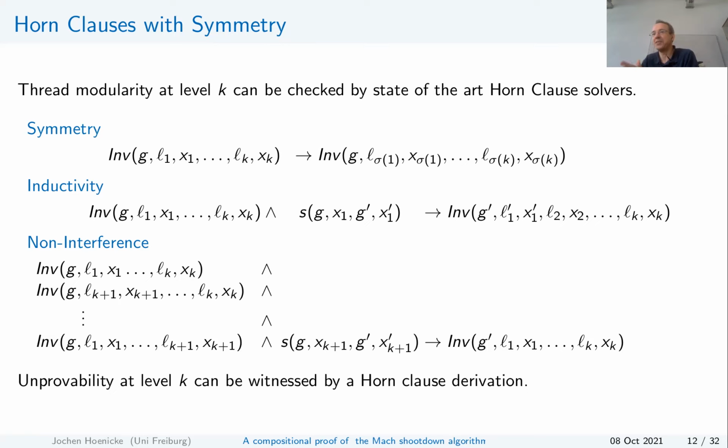At this point, this Horn clause derivation will follow several possible paths. You basically need to show that the invariant holds for the third thread. And if you follow this backwards, you also look at which step the third thread does to get to this error location. Altogether, you find a concrete error path that tells you that the thing is unprovable at level K. And this is also what we use to show that ticket does not have a one-thread modular proof.